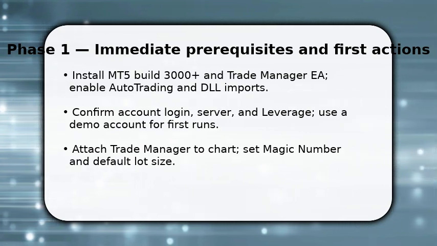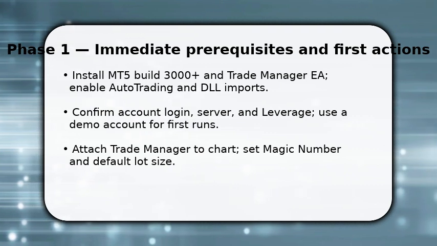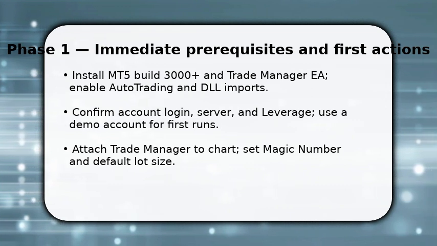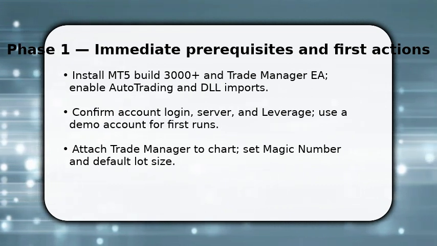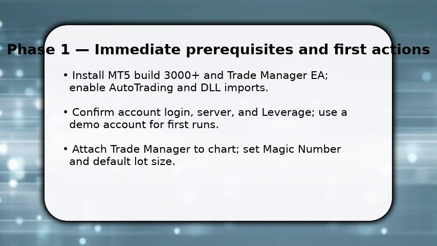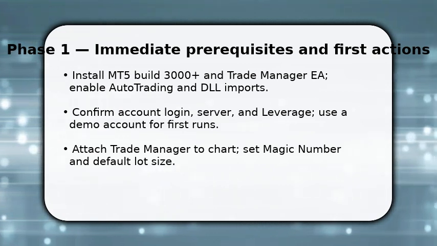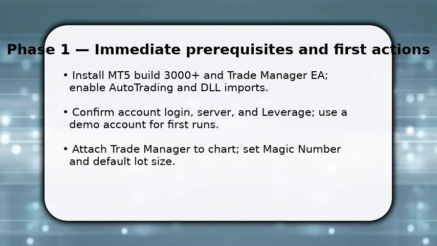Once done, attach the EA to the chart of the instrument you want to trade, choose a magic number to avoid conflicts, and set your default lot or risk percentage. Make sure DLL imports are allowed. This prevents order management failures. This gets you from zero to ready, so you can configure rules next.